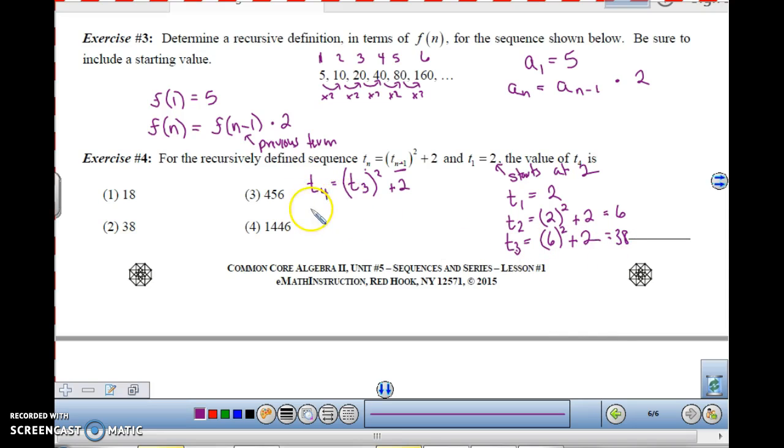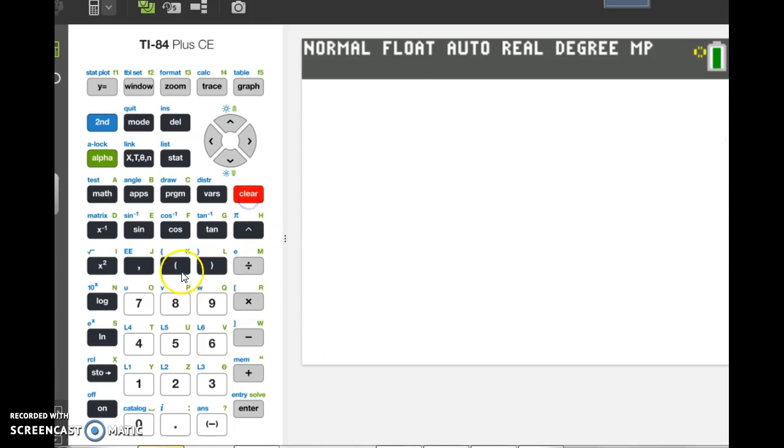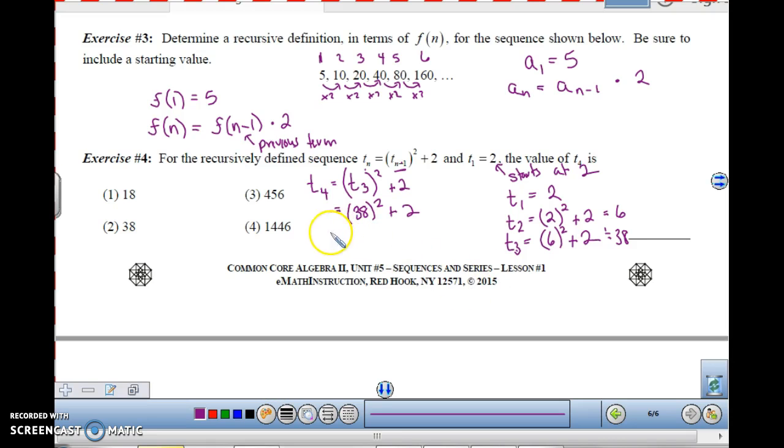So, to figure out the fourth term of the sequence, we've just found the third term was 38, squared plus 2. So 38 squared, let's see, 38 squared is 1444. Plus 2 is 1446. So sequences aren't hard to figure out if you understand what the notation means. So be very careful when you're reading notation of what you have to do.